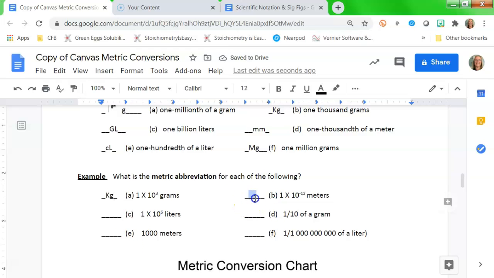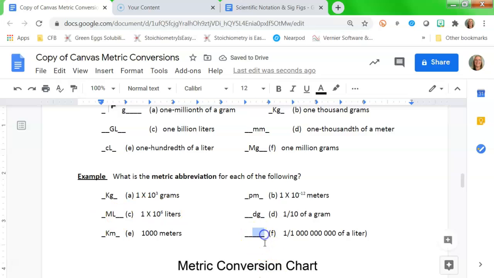And what about 10 to the negative 12? 10 to the negative 12 is a super small one. That is a picometer. 10 to the 6 is the same as saying 1 million liters. So that is a mega. Notice the capital M, liter. 1/10 of a gram is a decigram, lowercase deci. 1,000 meters is a kilometer, km.